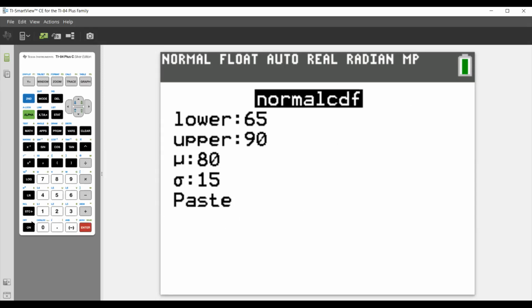So the first one would be less than 55, so that's a left tail. So again, I'll use negative 1,000 for my lower endpoint, and the negatives down here. And then the upper endpoint would be 55. That's less than 55. Scroll down, enter.